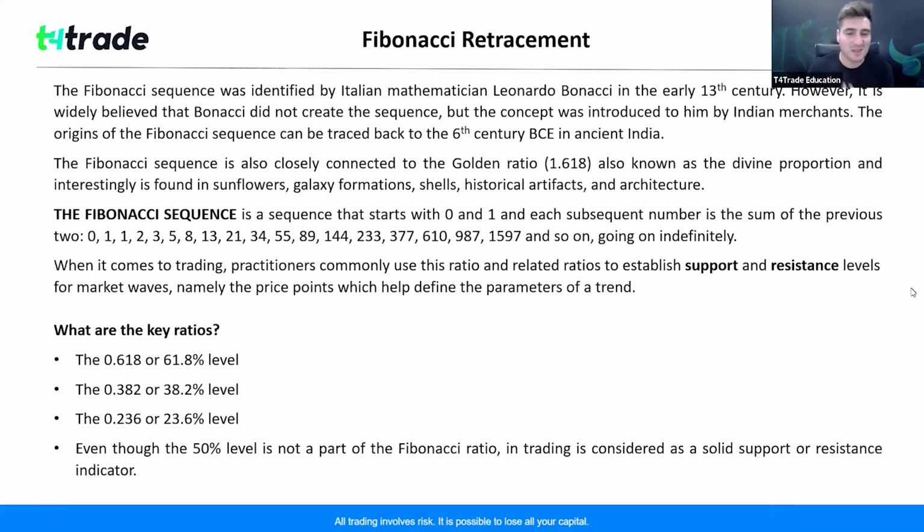What is the Fibonacci sequence, in a sense? It's a sequence that starts with 0 and 1 as the prime components, and each subsequent number is the sum of the previous two numbers. So we start with 0 and 1. You add 0 and 1 together, you get 1, and then 1 plus 1, you get 2. 2 plus 1 is 3. 3 plus 2 is 5. 5 plus 3 is 8. 5 plus 8 is 13, and it goes on indefinitely.